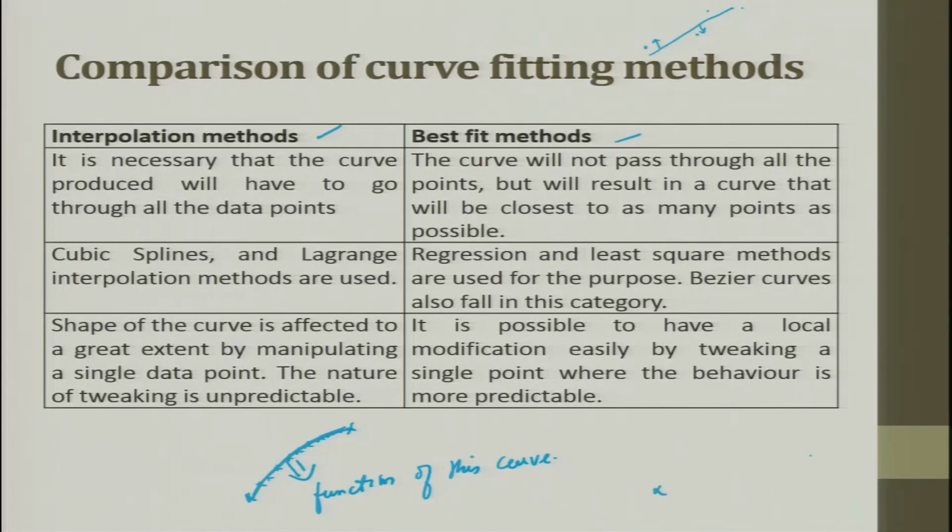So, what is a Bezier curve? Start point, end point, control points, there is a best fit curve. It is possible to have local modification easily by tweaking a single point where the behavior is more predictable. That is the advantage of best fit.